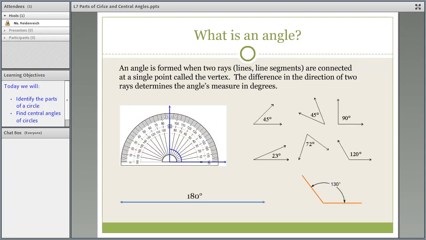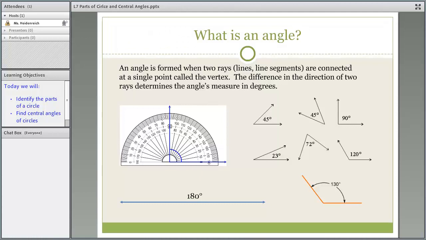So I've got a lot of pictures up here to show you some different angles. Every one of these angles has a different measurement. Well, we've got two different 90-degree angles on here, but they look the same. So the way that the two directions of the rays go determines the degree of measurement for the angle.